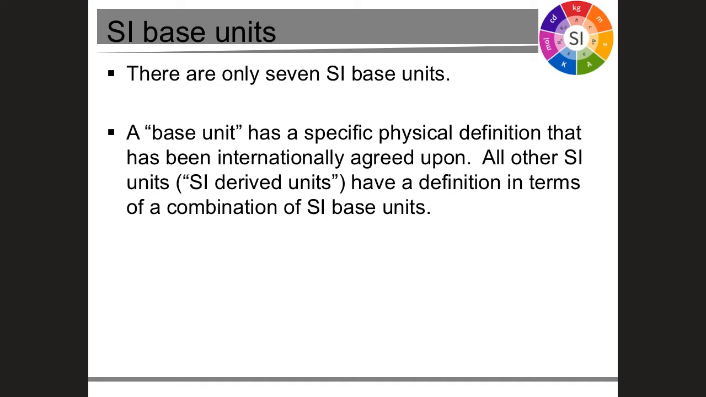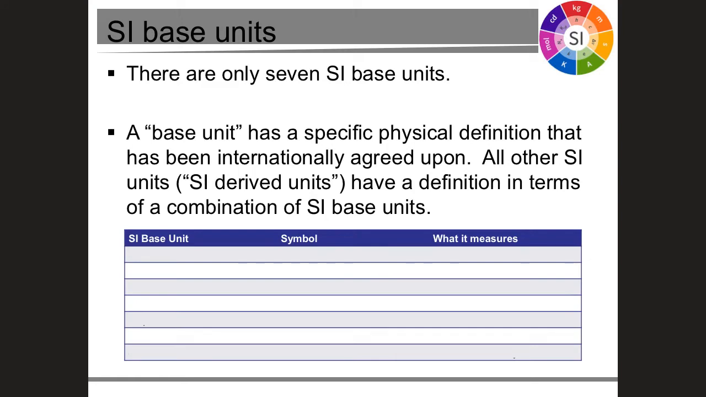All other SI units that we use are called SI derived units, and they have a definition in terms of a combination of these base units. Now, there are only 7 base units. I'd like you to take a moment, pause the video, see if you could think of the 7 and what you think they might be. I've obviously already given one away. So write down the unit, so like kilogram, the symbol, little k, little g, and what it measures, mass. And if you take a look at what it measures, it might give you a little bit more of a hint as to the other things that you need.